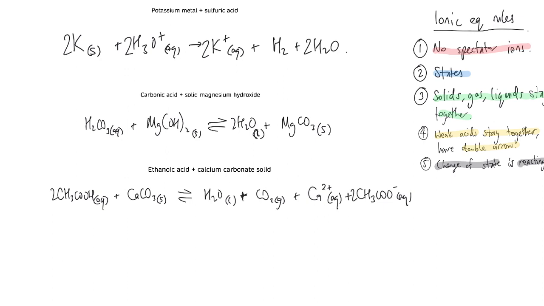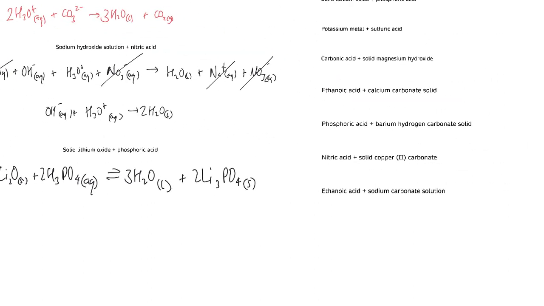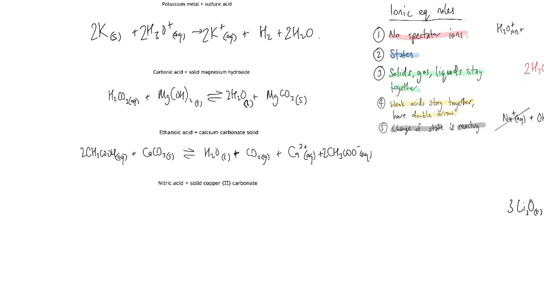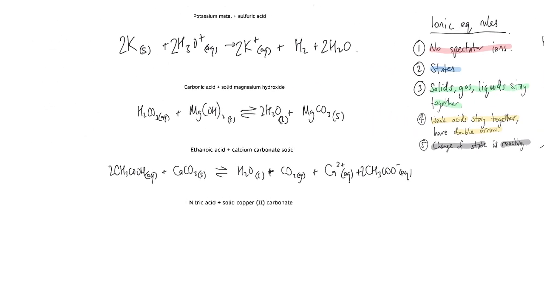Okay, last one, right? Let's do the, which one shall we do? Let's do the nitric acid and the copper carbonate. Okay. Let's go grab this, put it over here. Okay, so what have we got? Nitric acid, so I know it's a strong acid, so I can immediately put the H3O plus AQ. Solid copper carbonate, so I know immediately I can put in the copper carbonate because it's a solid. Single arrow because it's a strong acid.